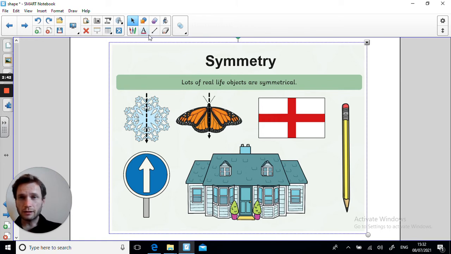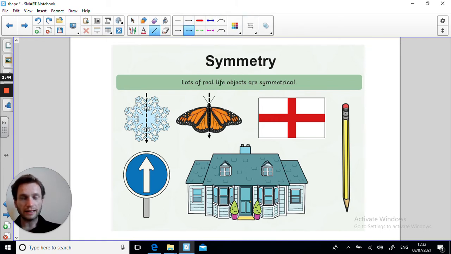Okay, now let's look at the England flag. You will see lots of these at the moment with all the excitement of the Euros. Now, think to yourself, where are the lines of symmetry on that flag? Where could you fold it in half, open it up, and it would be the same on both sides?